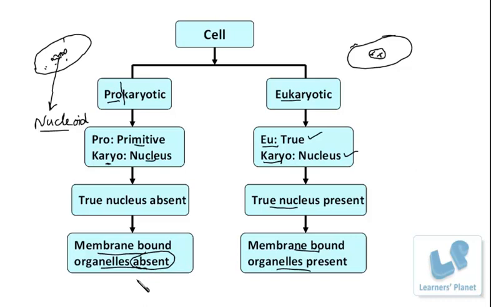Now you just imagine which organelles are membrane-bound organelles. Do you remember? These structures are like the endoplasmic reticulum, right? Then there are the mitochondria, chloroplast, isn't it? Or the plastids, then the Golgi apparatus. All these are the membrane-bound organelles. So they all are absent in the prokaryotic cell.